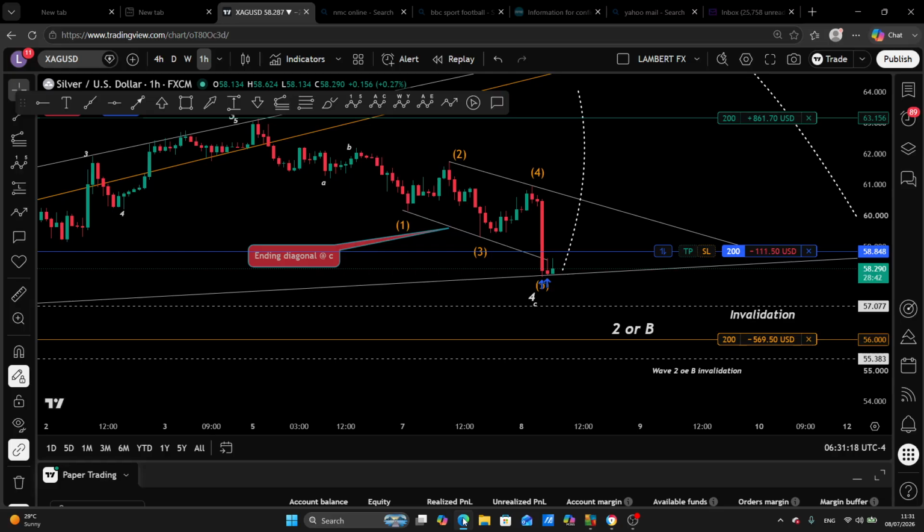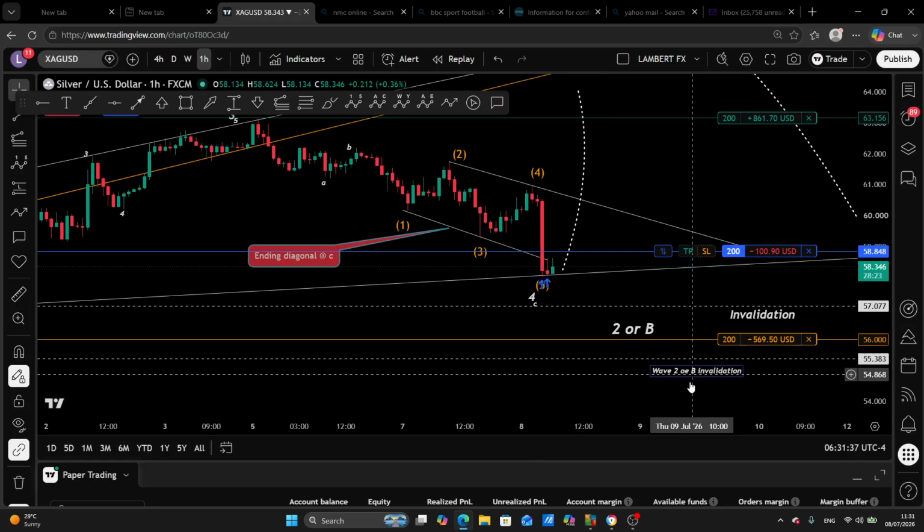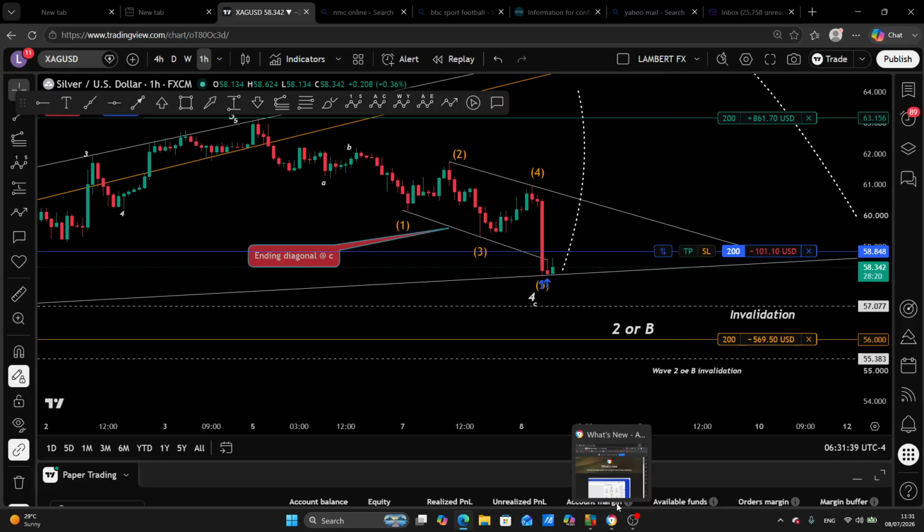Today is the 8th of July 2026 and the time in the UK is 11:31 a.m. Okay, so we're looking at silver on the 1 hour time frame. I believe that we have a fantastic long opportunity to go up to complete this ending diagonal for a zigzag correction.